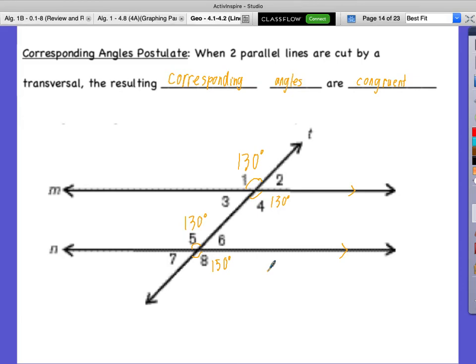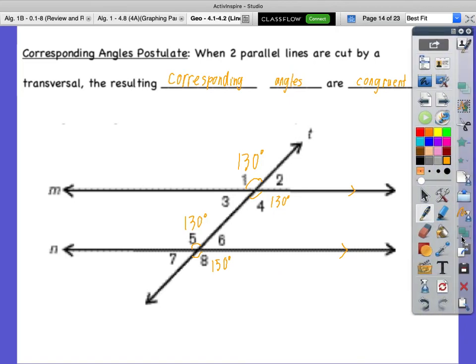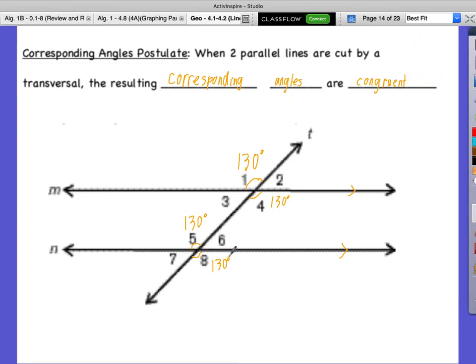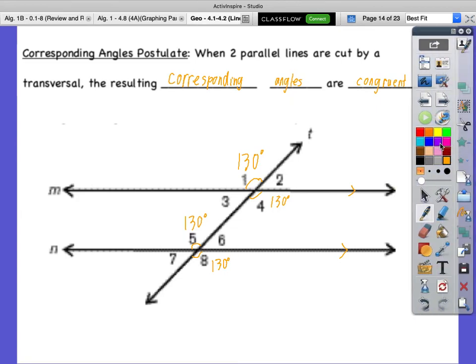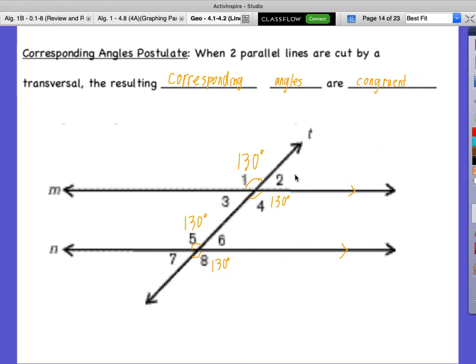Thank you. Okay? Are there any other angles we could know? Minus 130 with one angle. Okay? For which one? Angle 2? Angle 2 and angle 1 make a linear pair, meaning they add up to 180. So 2 must be 50 degrees.